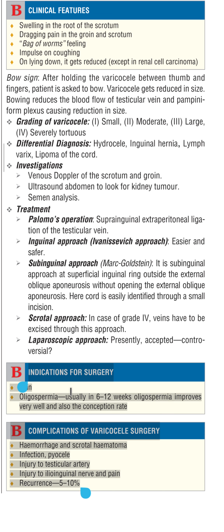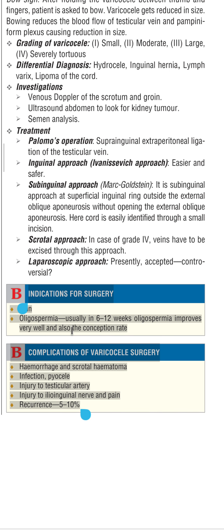Indications for surgery: pain, oligospermia. Usually in 6 to 12 weeks oligospermia improves very well, and also the conception rate. Complications of varicocele surgery: hemorrhage and scrotal hematoma, infection, hydrocele, injury to the testicular artery, injury to the ilioinguinal nerve and pain, recurrence 5 to 10 percent.